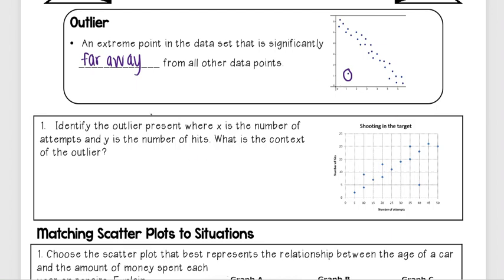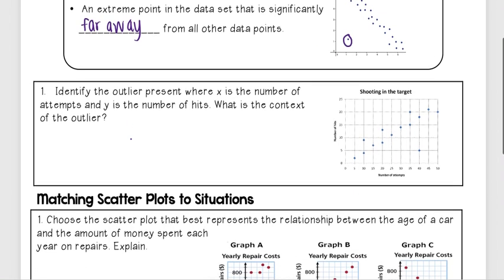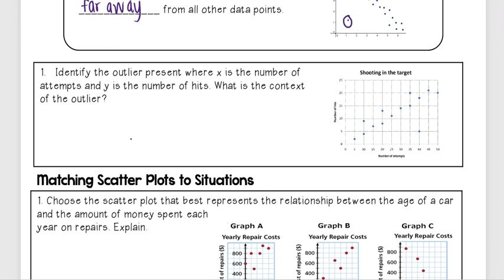So let's go through an example. Here it says identify the outlier present where x is the number of attempts. I'm going to go ahead and underline that. And y is the number of hits. And then I'm going to say what is the context of the outlier.